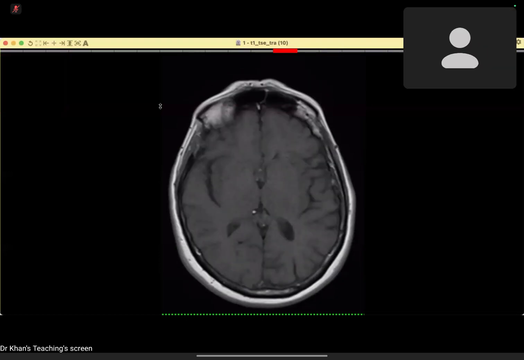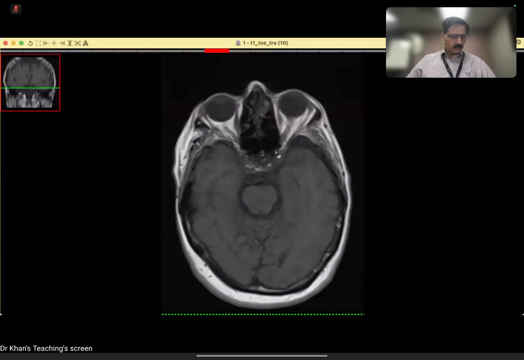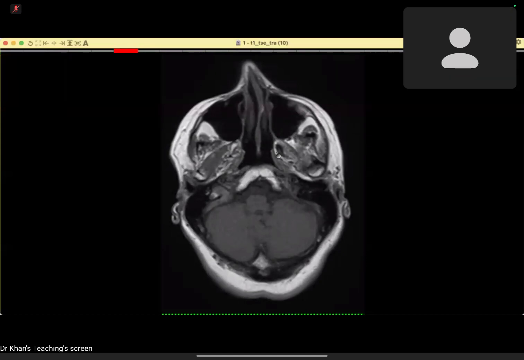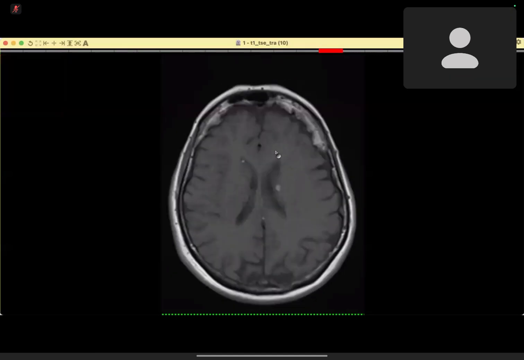Okay, sir. I've been provided with an axial T1 weighted sequence. I'll scroll through the images once before I start describing. So I'll ask for remote control once again. Okay, now I can scroll. I'll go up to my concerned area.